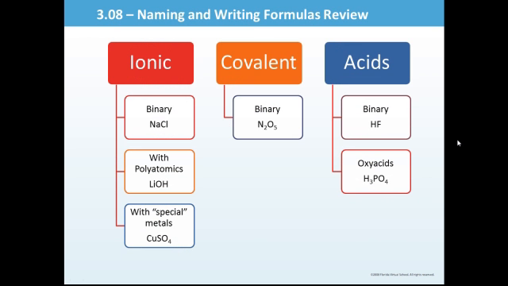Naming and writing formulas review. So this is everything that we've done. We did 3 types of ionic. We did type 1, 2, and 3. We learned how to name our binary covalent compounds. We used the prefixes for these. And then acids, we had binary where we use the word hydro. We have oxyacids where we use the ic and ate endings.